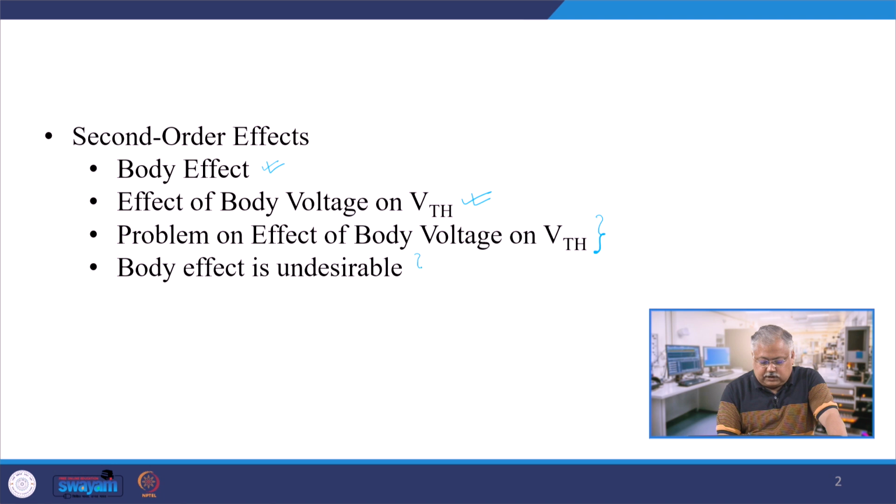And of course, as you can understand, we will show you that body effect is basically undesirable because your threshold voltage starts to shift with respect to the body bias. So, we will explain the physics behind it.